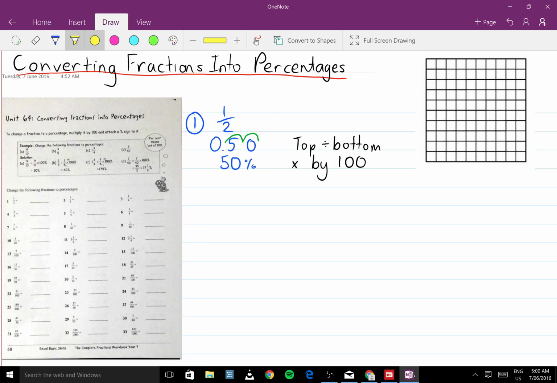Hopefully there'll be a bit of intuition that that works, because half of the grid, 1, 2, 3, 4, 5, that I've coloured and shaded in yellow, is the same as 50 out of 100, or half. Okay?